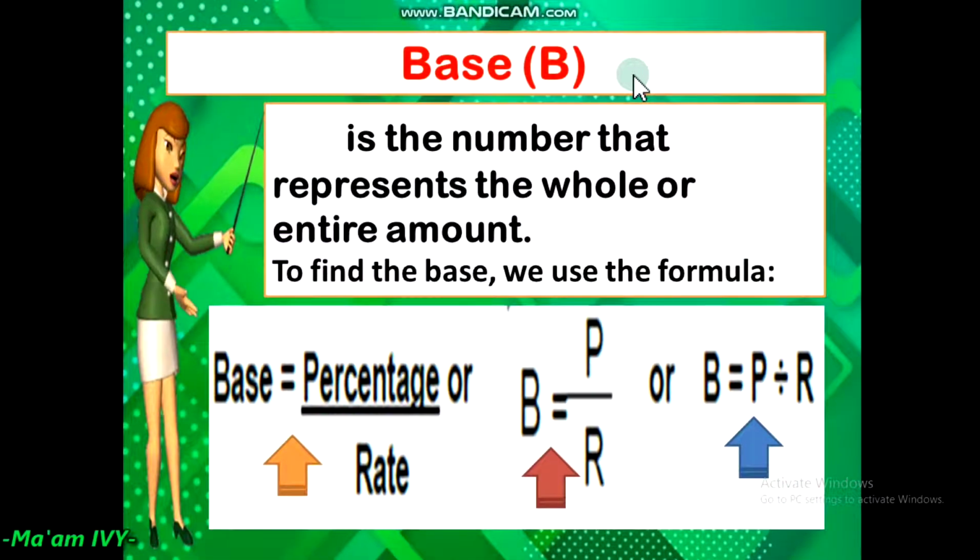We have here our topic, base. Base is the number that represents the whole or entire amount. To find the base, we use the formula base equals percentage over rate. This line represents division, or we can write it this way: B equals P over R, or in horizontal form, B equals P divided by R.